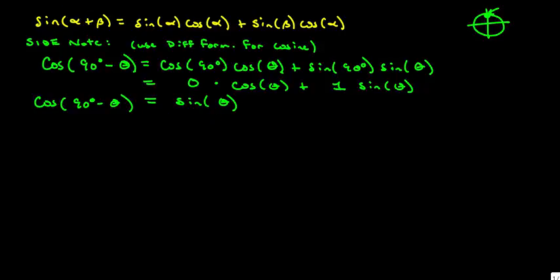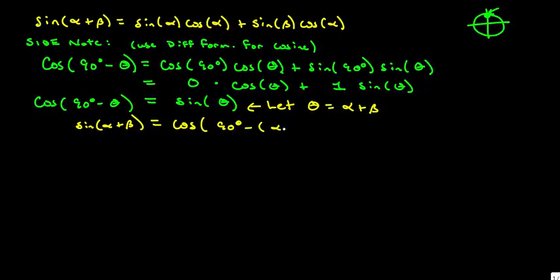So I'm going to use that up here. Watch. Instead of theta, I'm going to let theta equal alpha plus beta, like that. So watch what happens. If that's true, then I get the sine of alpha plus beta is equal to the cosine of 90 degrees minus alpha plus beta. So this guy is that over there, and this guy is that over there.